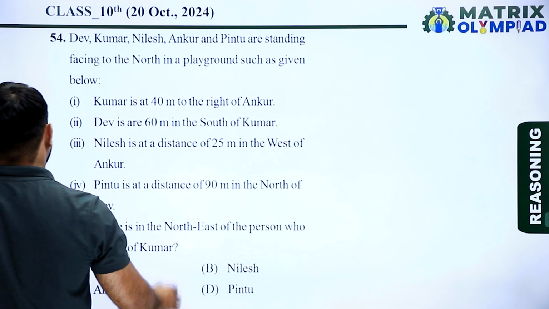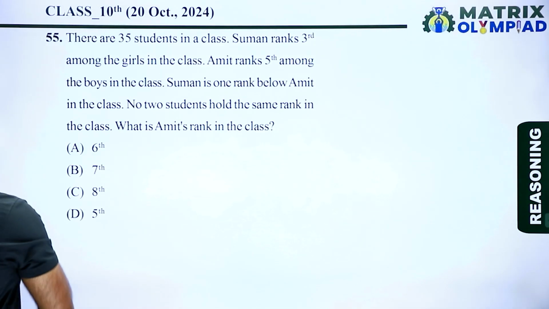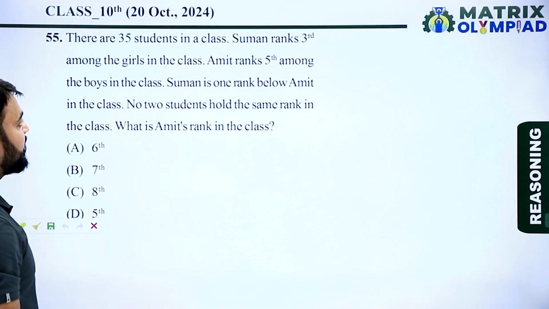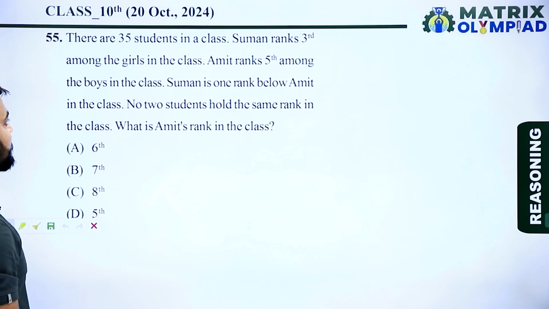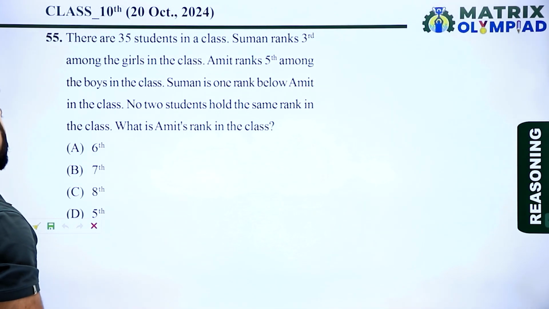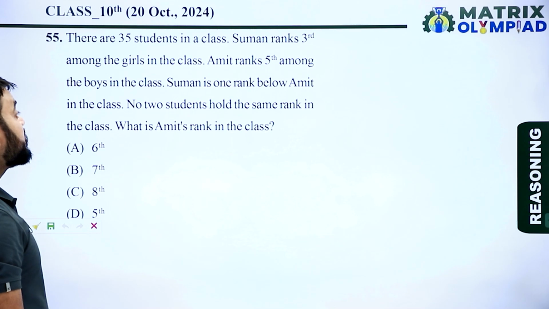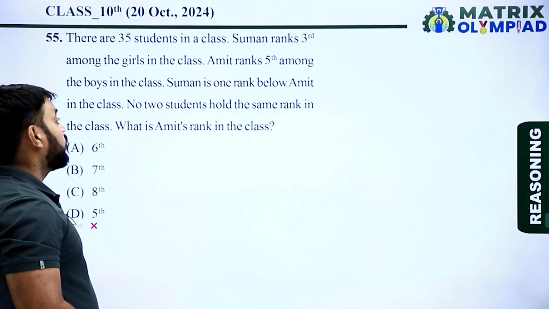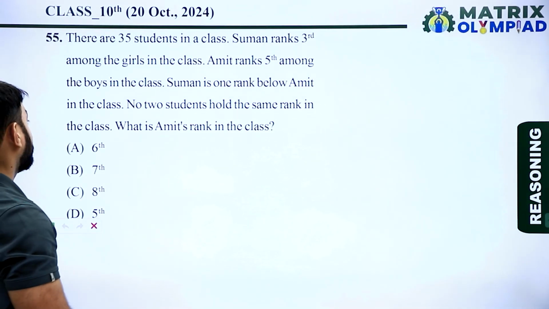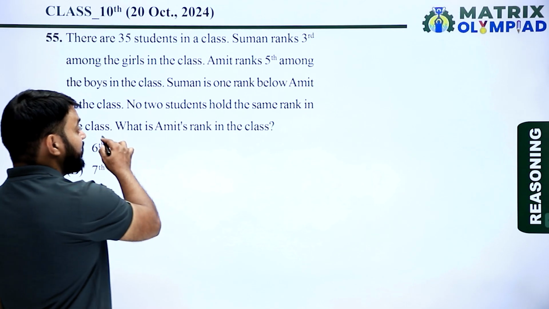Let's move on to the next question. Question number 55. There are 35 students in a class. Suman ranks 3rd among the girls in the class. Amit ranks 5th among the boys in the class. Suman is 1 rank below Amit in the class. Now no two students hold the same rank in the class. What is Amit's rank in the class?